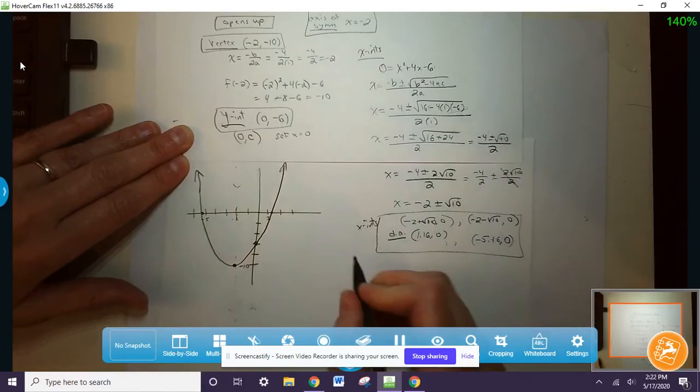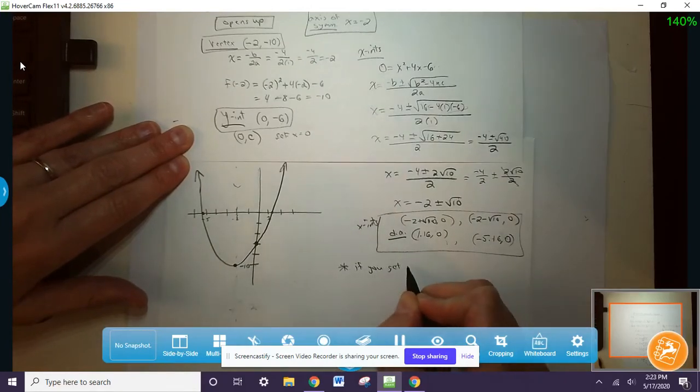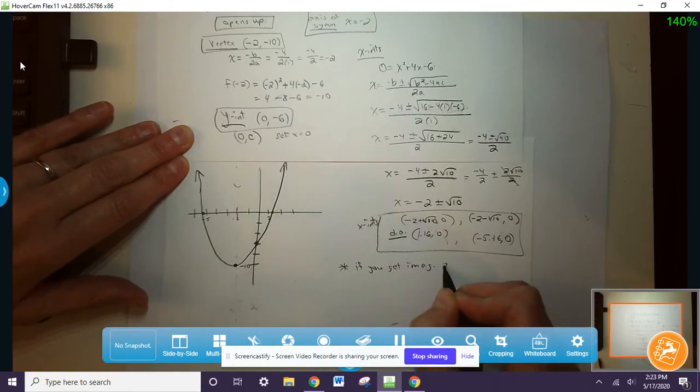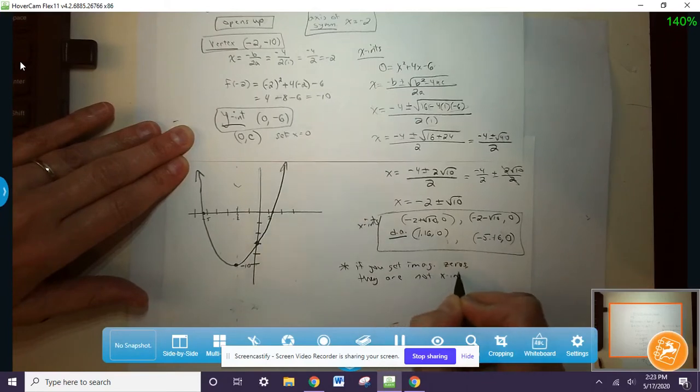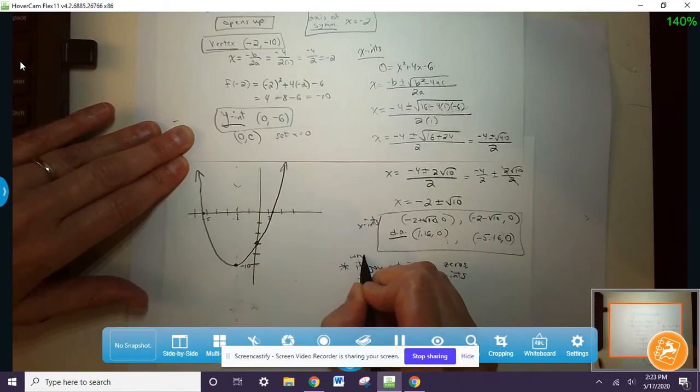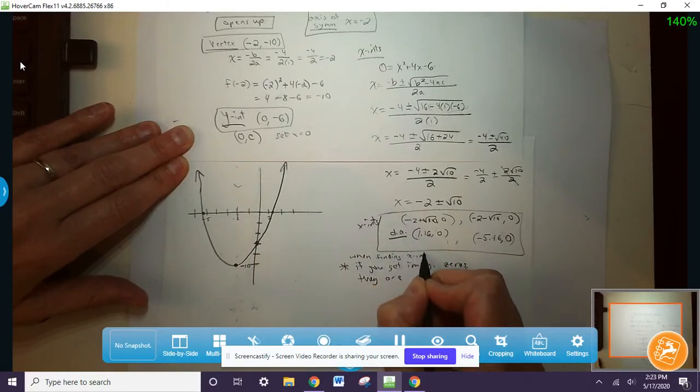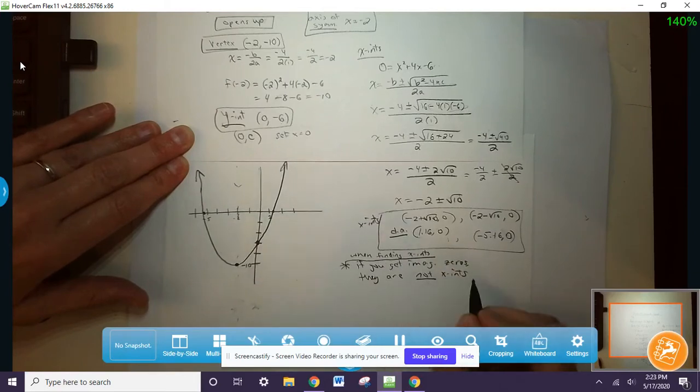One more thing to note here. If you get imaginary zeros, they are not x-intercepts. So when you're finding those x-intercepts, if you get imaginary zeros, they are not x-intercepts. The graph does not have x-intercepts.